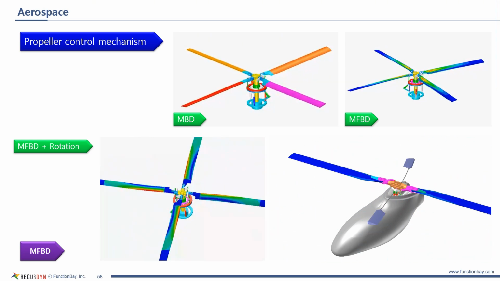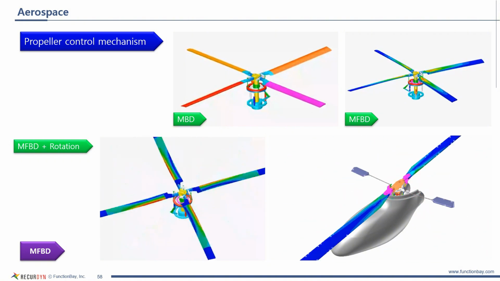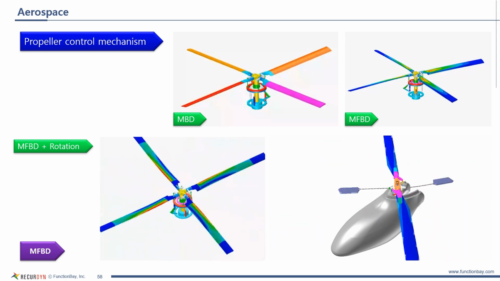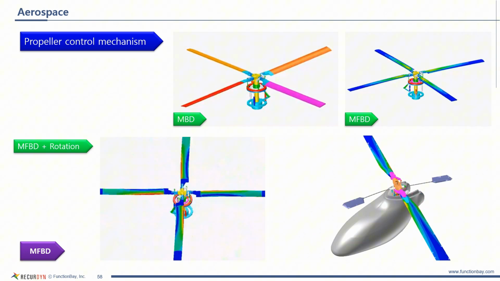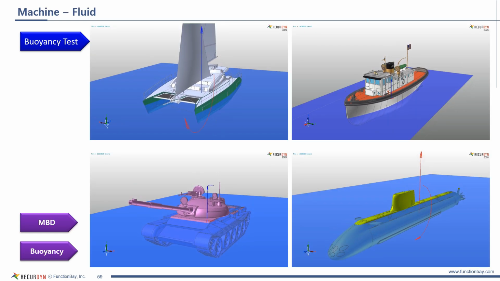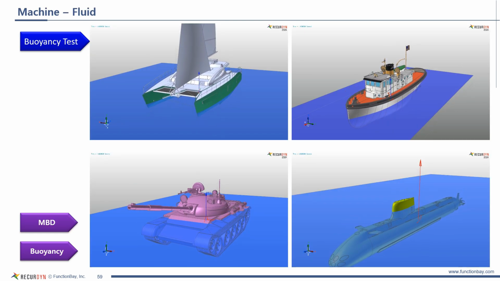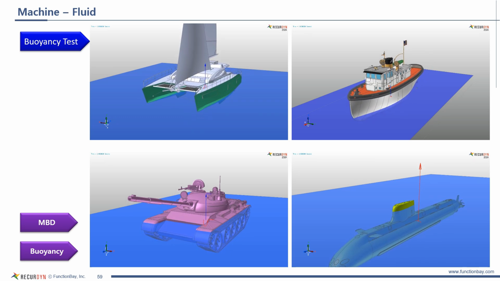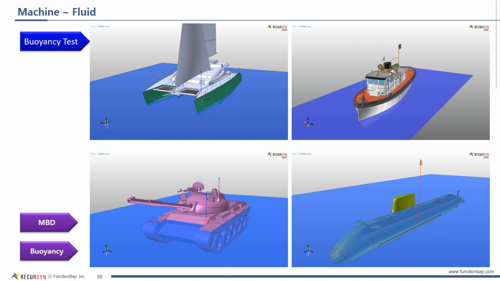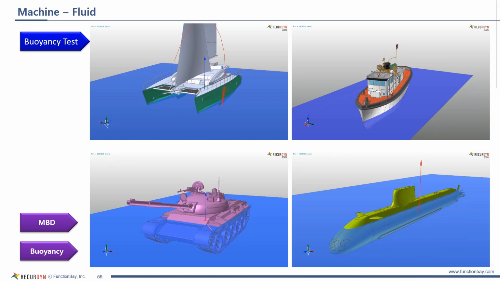The models below are analyzed models to verify the operating performance of a rotating propeller and the deformation of its blades. We have looked at equipment operated on land, sea, and air, and finally let's look at the case where the equipment is operated on the sea or water.